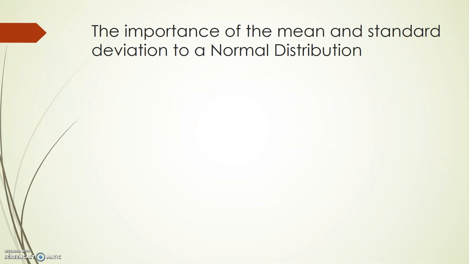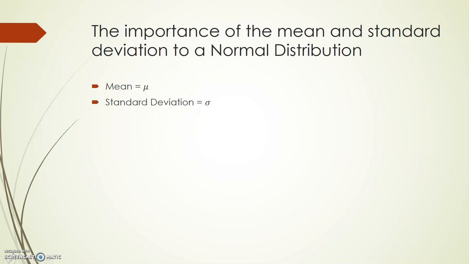Okay, there are two important parameters concerned with the normal distribution. One is the mean and the other one is the standard deviation. And they are very important to the normal distribution. The mean is always denoted as mu, this symbol here. This is the Greek letter mu, and in probability, it's always used to stand for the mean.